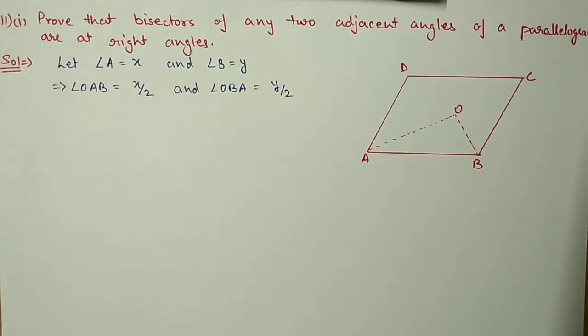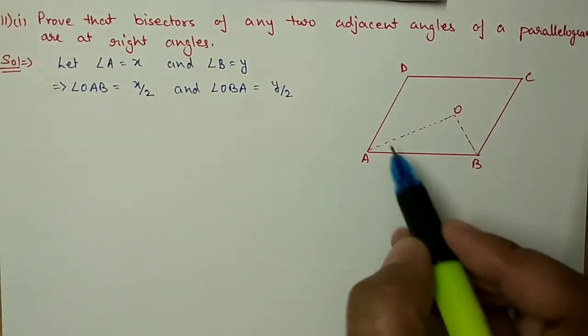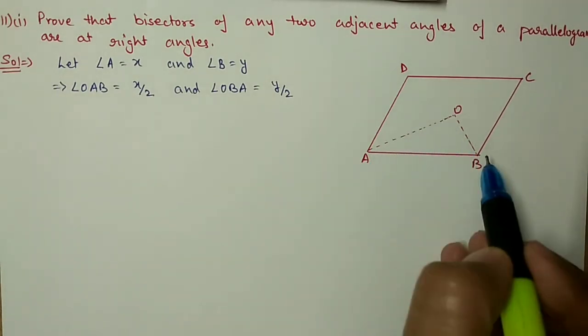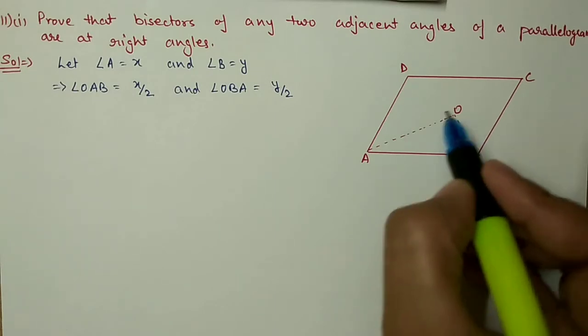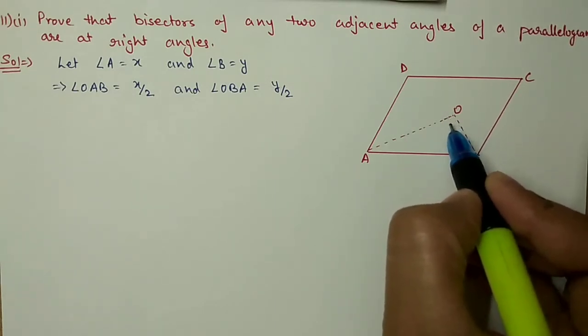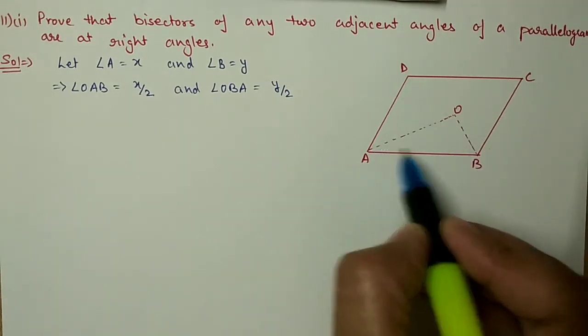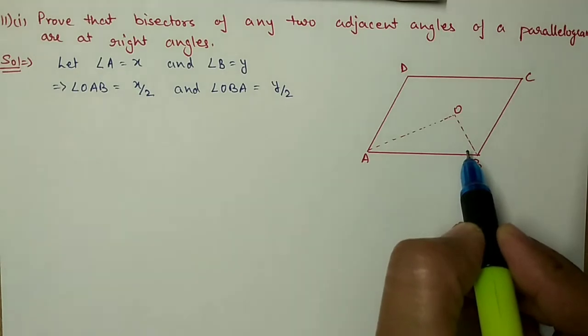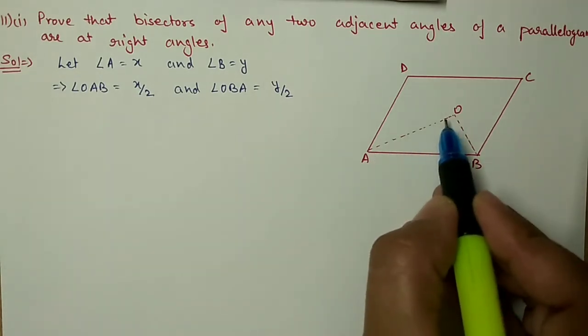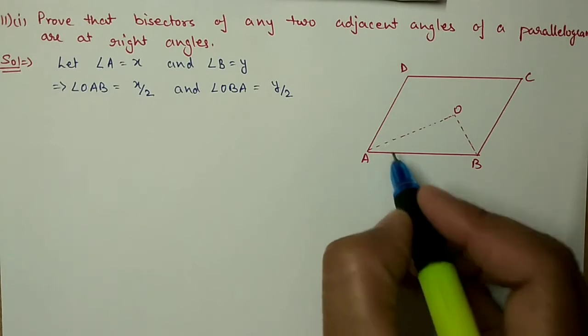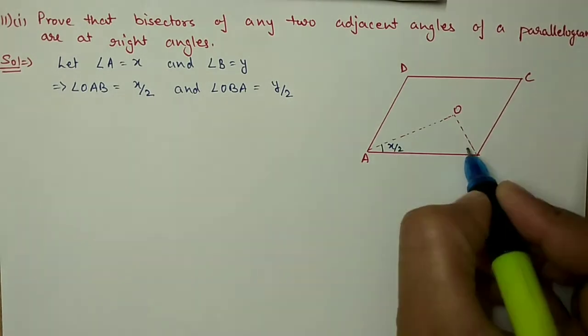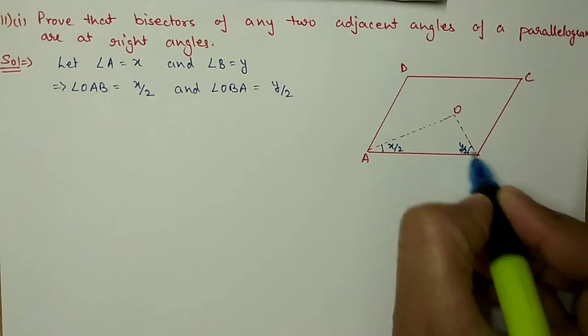Next we have question number 11, first part. Prove that bisectors of any two adjacent angles of a parallelogram are at right angle. So here we have to prove that this bisector of angle A and bisector of angle B are at 90 degrees. This angle is coming 90 degrees, that we have to show. So first we have taken, let angle A is equal to x and angle B is equal to y. Because AO is the bisector, this angle will be half of x, means x by 2, and this angle will be half of y, means y by 2.